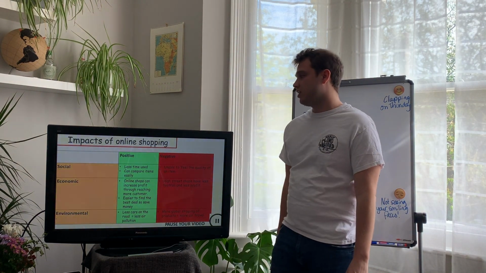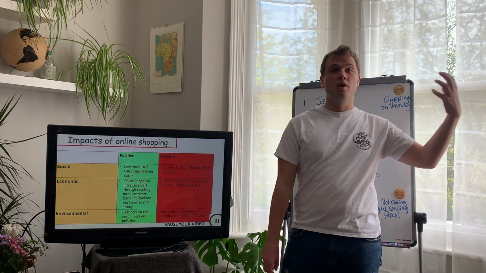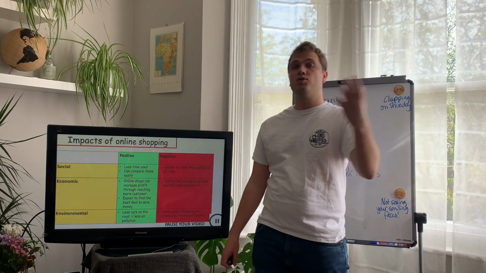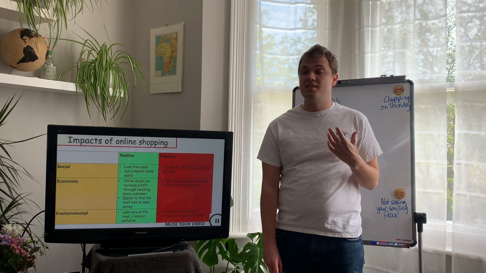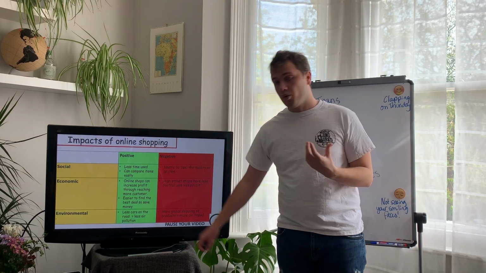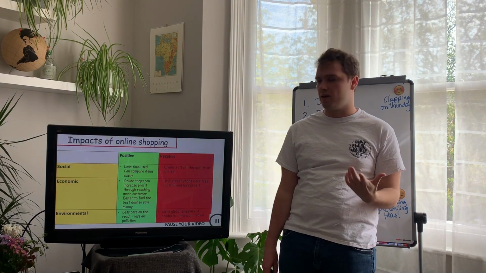Economic, online shops can increase their profit through reaching more customers. So they're going to be able to make more money because not only do they have shops on the high street, but they also have people shopping online. And for the people, it's easier to find the best deal because you can compare your items. You're going to make sure that you're paying the lowest amount of money for an item. So people are going to have more disposable income.